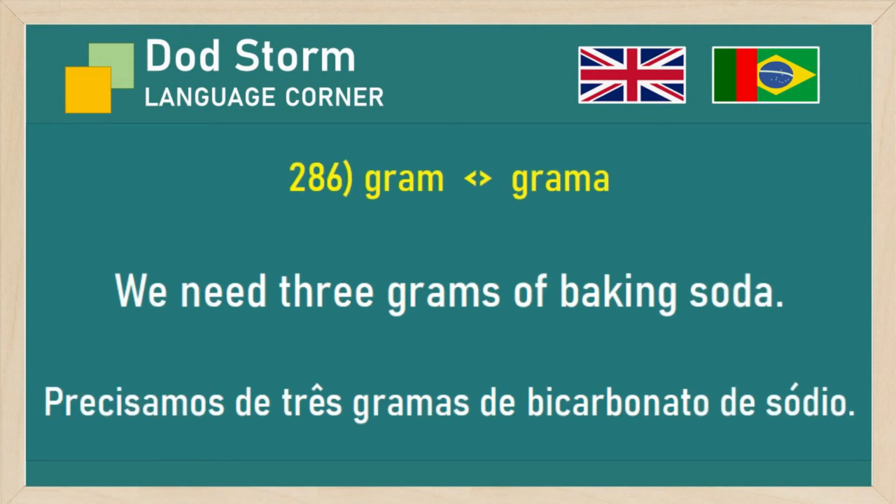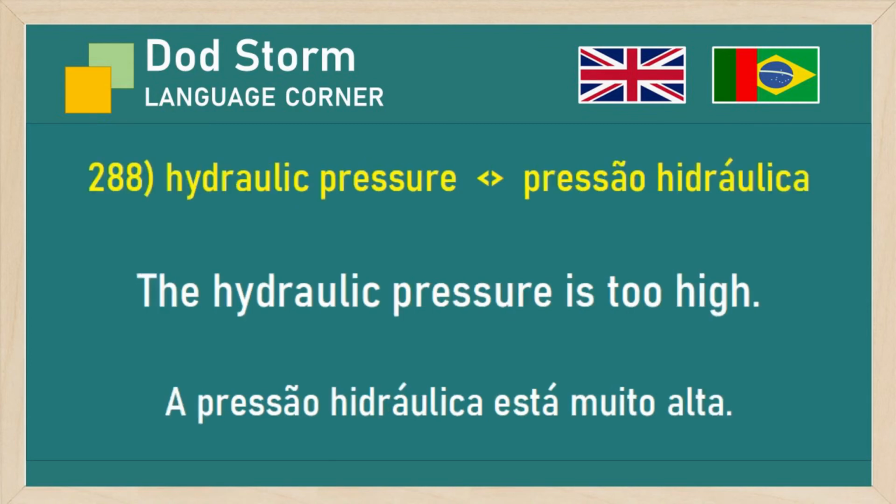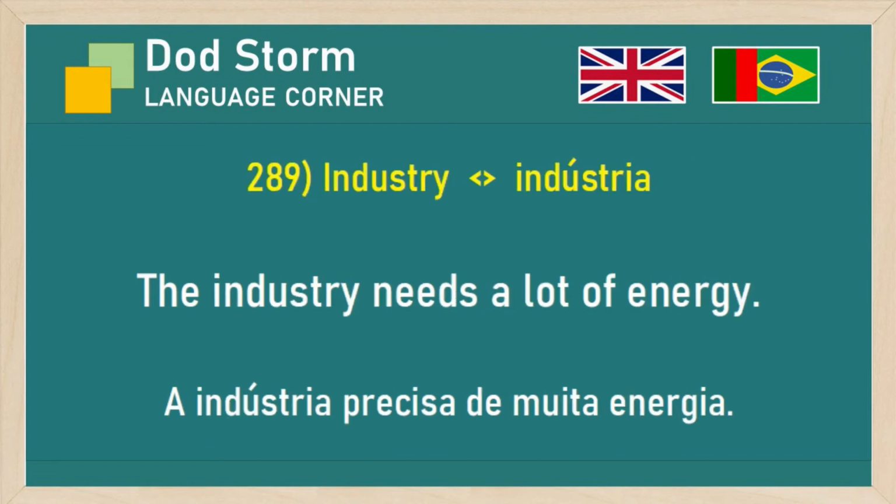We need 3 grams of baking soda. We have to download the file. The hydraulic pressure is too high. The industry needs a lot of energy.